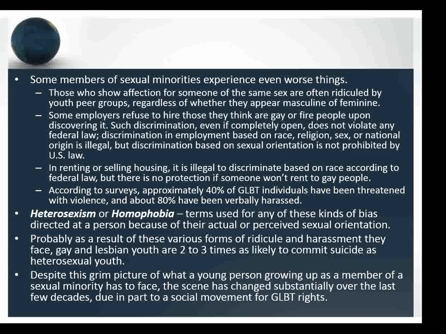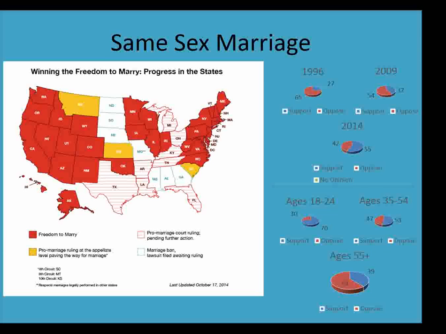Let me see what the date of this is. I was updating this on October 27th. So we're at 32 states plus DC, where same-sex marriage is legal. Everything that is in red, it is legal for marriage there. The gold color states are pro-marriage ruling at the appellate level, which the Supreme Court then neglected to hear. So those states will be coming along fairly soon.